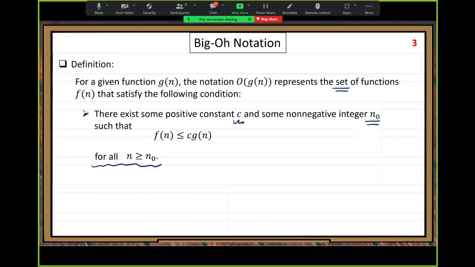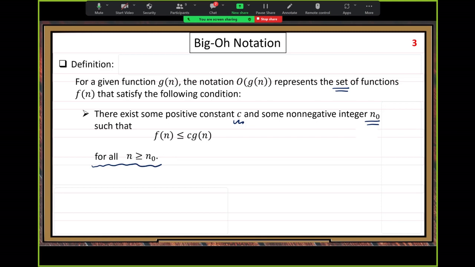Big O notation. We have 6 asymptotic notations, but for this class, we mainly use 2 of them: big O and big theta. All right. So first, let me go through the definition quickly, then I explain the meaning here.